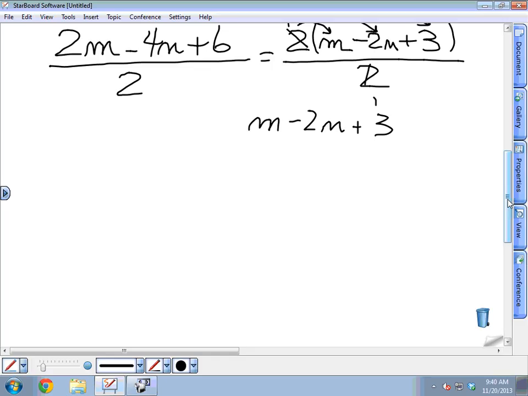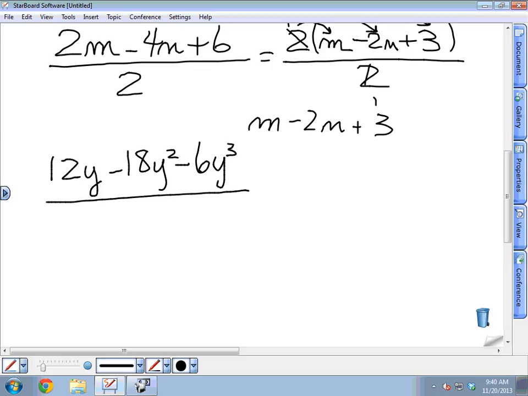Now, let's go on and do some other ones. Let's do some with some more variables in them. How about number 9, 12y minus 18y squared minus 6y cubed, all over 6y. I'm going to skip down to some harder ones. Okay, let's look at the numerator and say, what can I factor out of there? What are they? 6, 18, and 12. What's the greatest common factor of all those in the numeric? Just the coefficient. 6. 6 goes into everything.